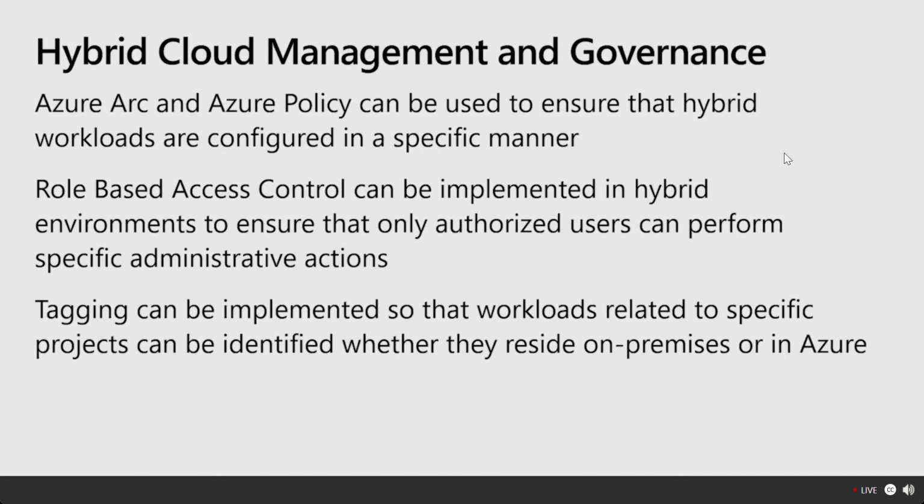You can use role-based access control in a hybrid environment to ensure that only authorized users are able to perform specific administrative actions. Role-based access control is assigning permissions to a specific scope. And in a hybrid environment, you can be very detailed about your scope. You can put your scope as an individual virtual machine or all virtual machines that are running in your environment. Or you can do it to a group of virtual machines or to an app or a group of apps and so on and so forth. Tagging you can use to find workloads related to a specific project.